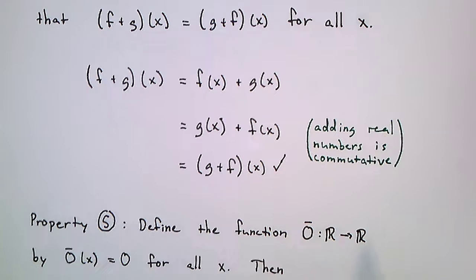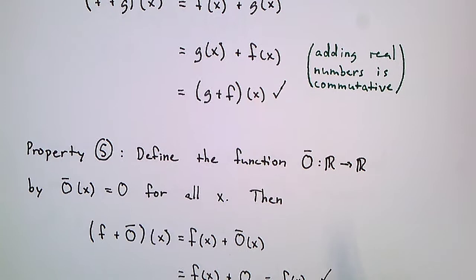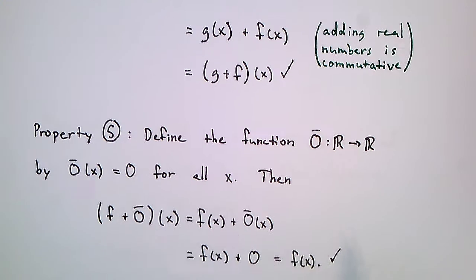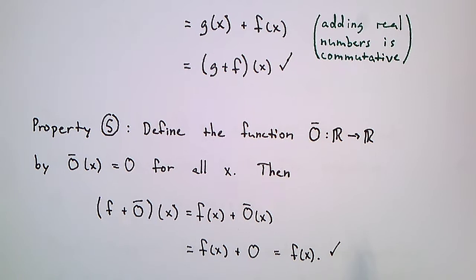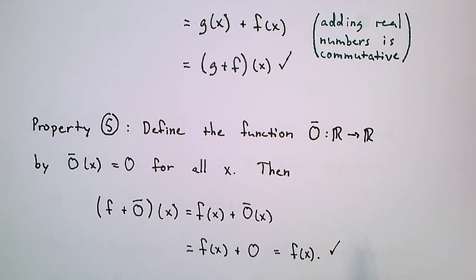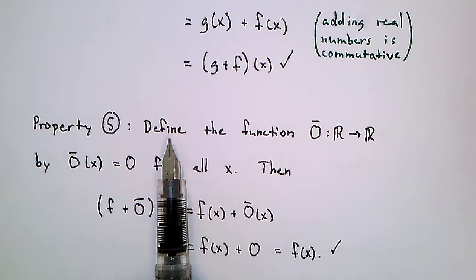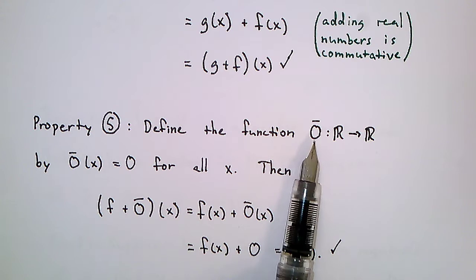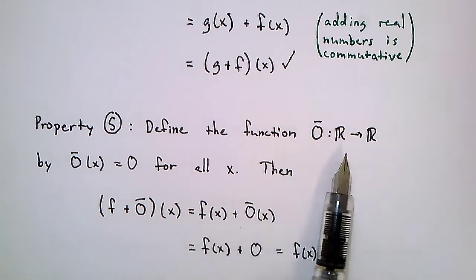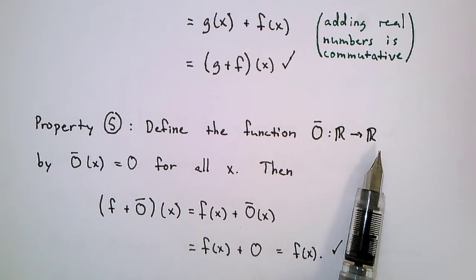And I'm going to skip ahead to property 5. Property 5 has to do with the 0 vector. Property 5 says that for any vector space, there needs to be a 0 vector, so that when you add it to any other vector, you get back the vector that you started with. In order to show that, I need to define a 0 function. And my function is going to be this guy. I have 0 with a line over it as my function from R to R.